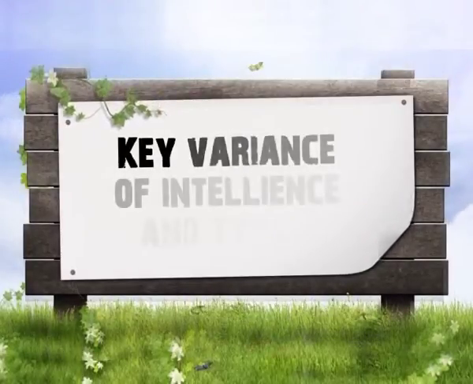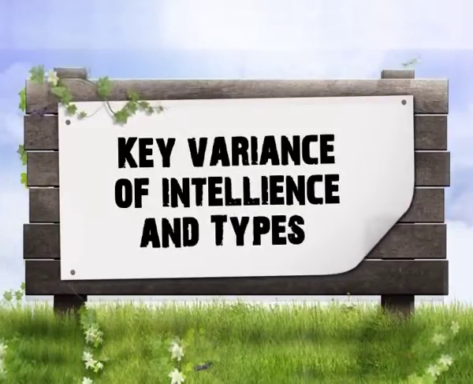We can therefore argue that crystallized intelligence is mainly acquired in the form of general information consisting of knowledge and skills essential for human development. Let us examine key variants of intelligence and types.